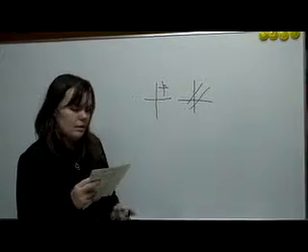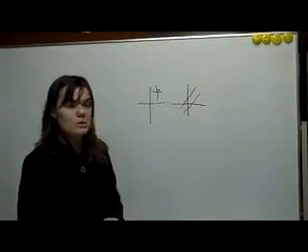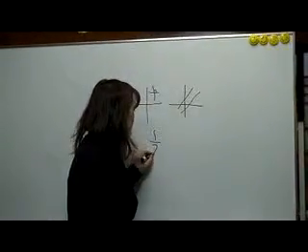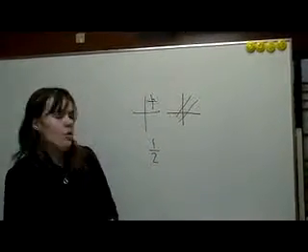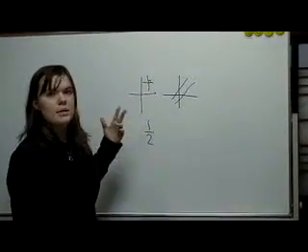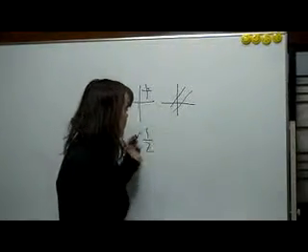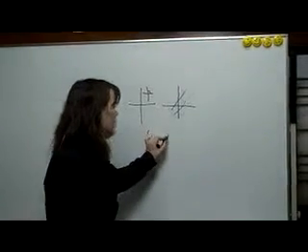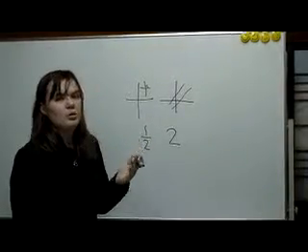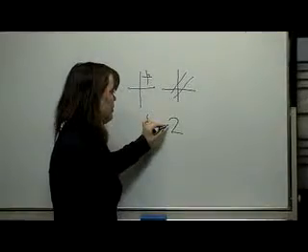It says that perpendicular lines have negative reciprocal slopes. Well, what does that mean? What is the negative reciprocal of 1/2? Well, the first thing we have to do is do the reciprocal, which simply means to flip the fraction. So the reciprocal of 1/2 is 2. But we also have to remember that it's negative. So the negative reciprocal of 1/2 is -2.